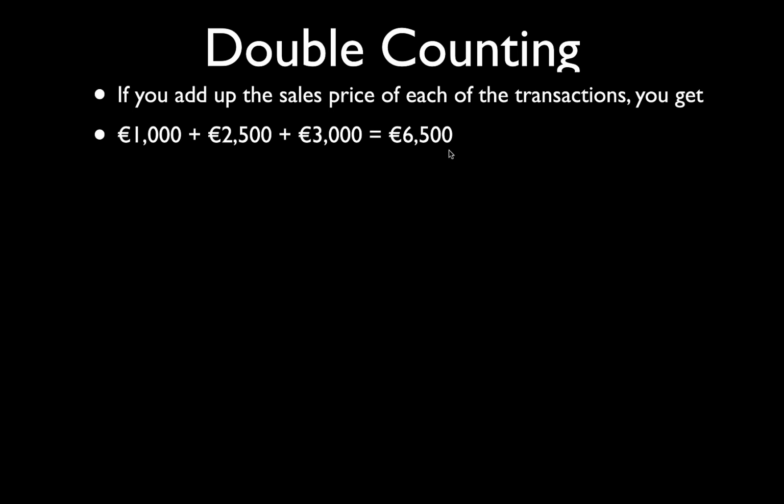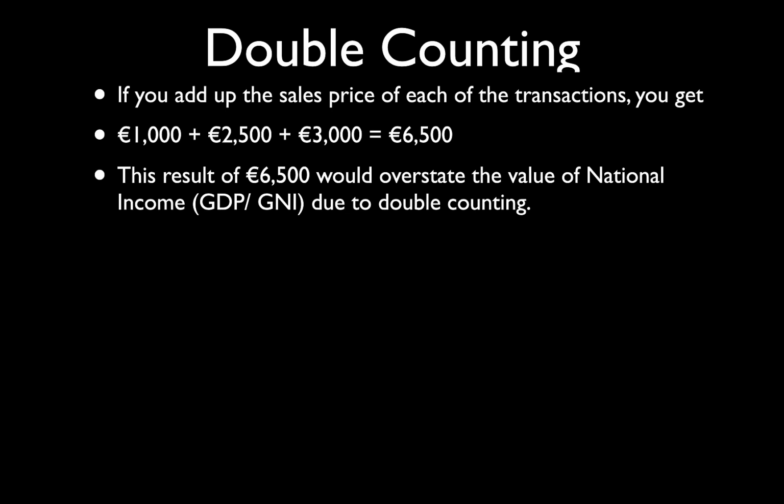That is incorrect, and please, please, please do not get frustrated if you got that, because I want you to understand this, and it is a perfect way to learn by making mistakes through the process. Now, if we did this, think about this, okay? It would overstate the value of national income because of this idea of double counting.